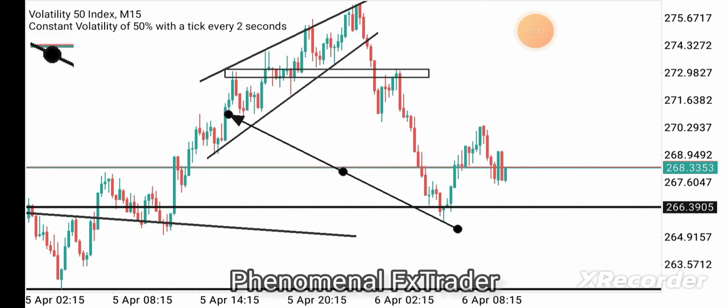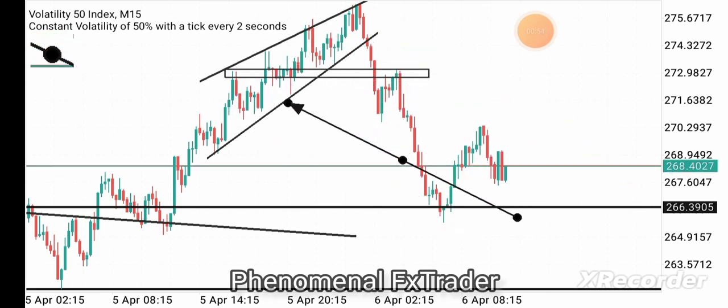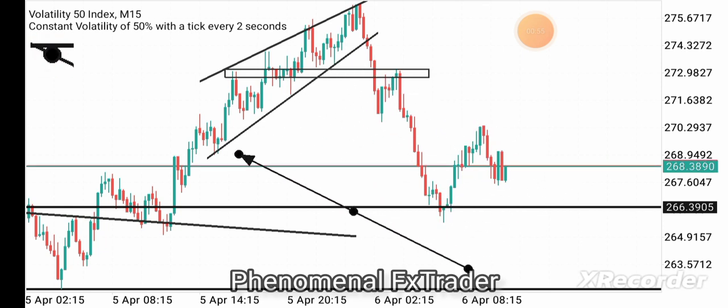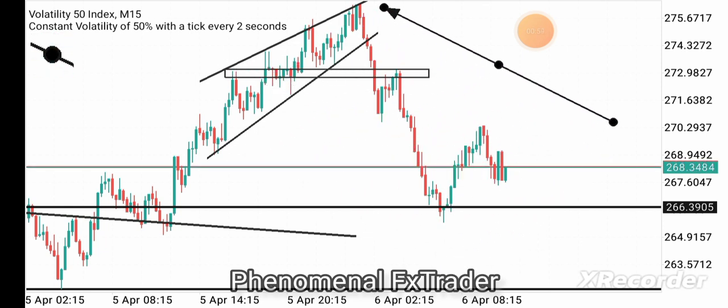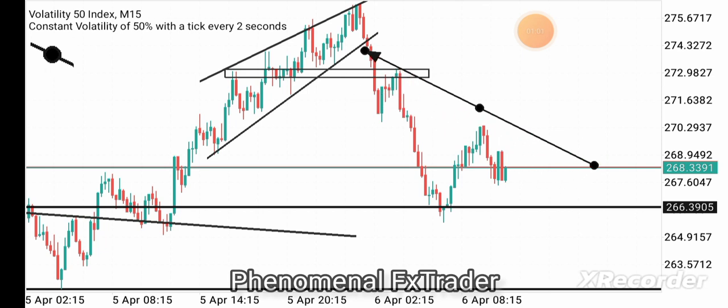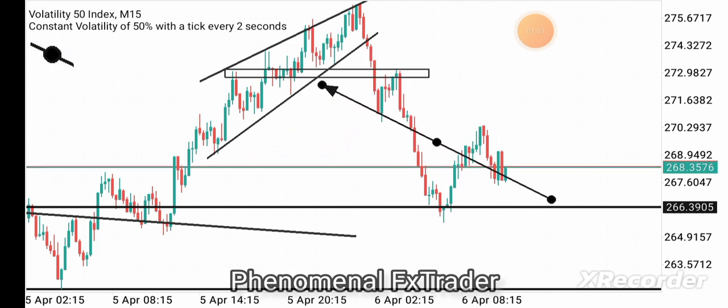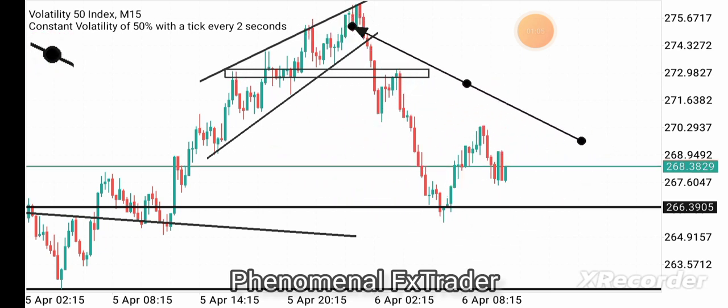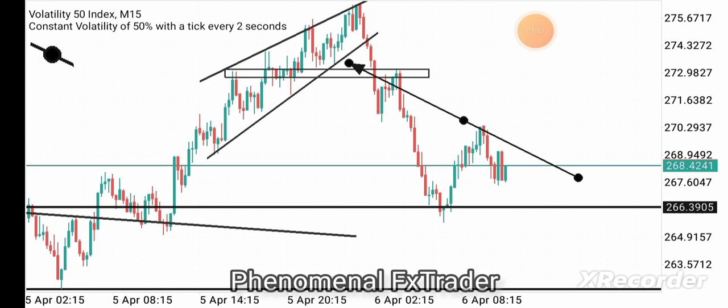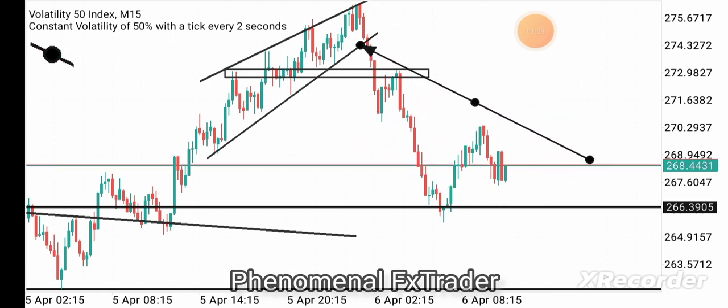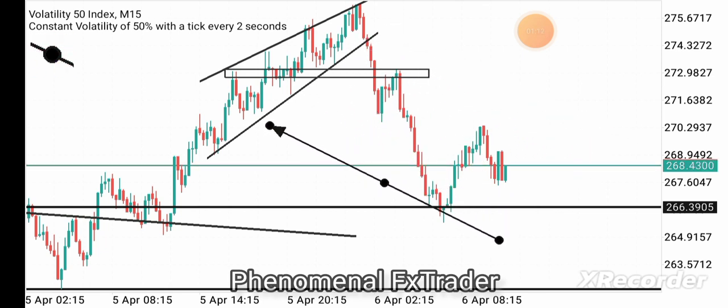So you can see after the market created all this, the next thing we can do is to draw a trend line to form a structure, form a pattern. And from this pattern, what we have here is actually, how do we call this pattern? This is an ascending wedge.